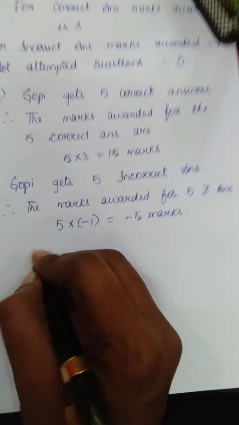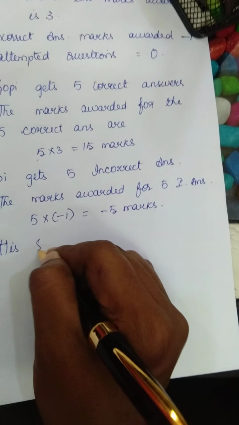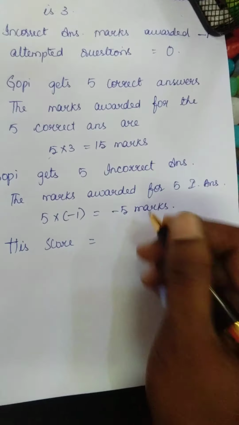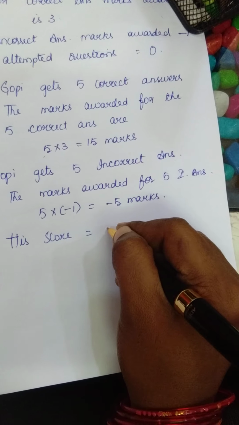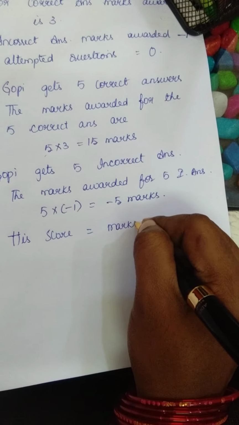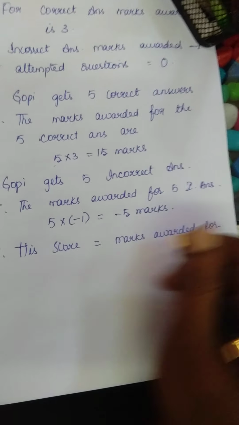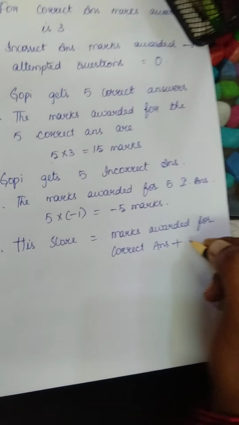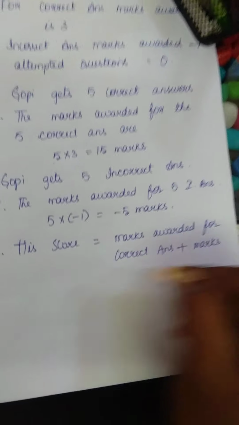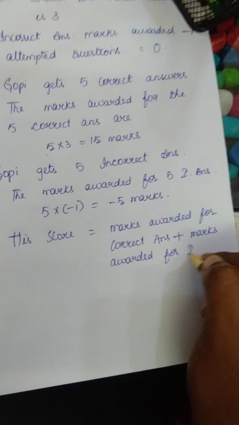Next, what is his score? Finally, what is his score? How to do? Therefore, his score is equal to marks awarded for correct answers plus marks awarded for incorrect answers.